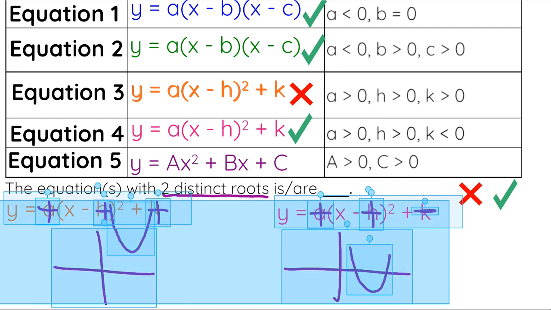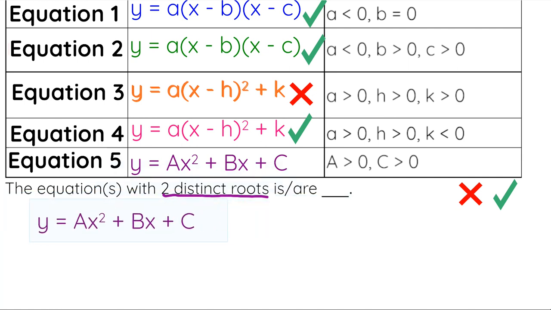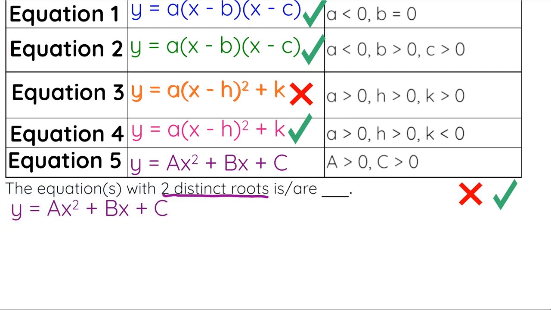Okay, let's move on to our last one, which is the equation in standard form. What do I know? I know that A is positive and C is positive. It's really hard to picture what the graph of a quadratic in standard form is, so I'm going to use the discriminant to help me. My discriminant is going to tell me the nature of the roots. The discriminant is b squared minus 4ac. It doesn't matter whether b is a positive or negative value, because when I square it, it will always be a positive value.